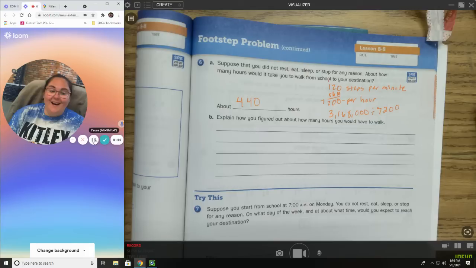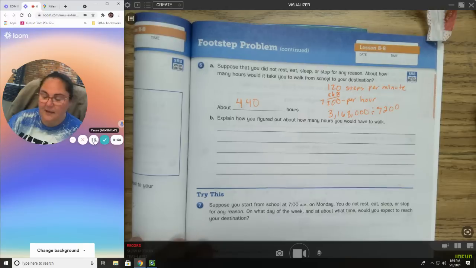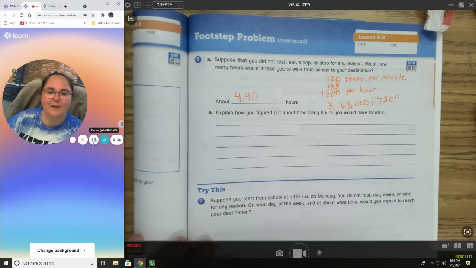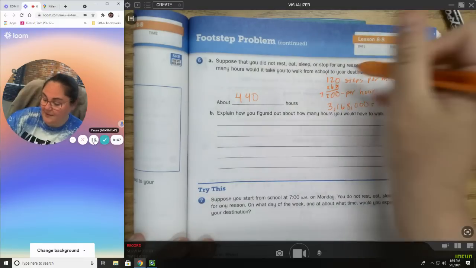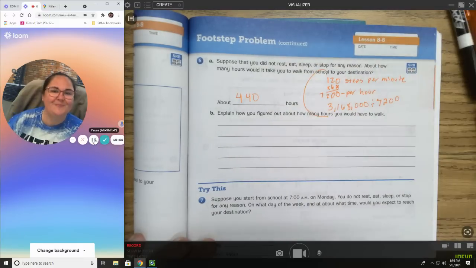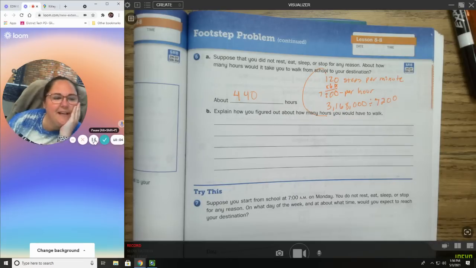It's a lot of time. 440 hours. All right, so explain how you figured out how many hours you would have to walk. Just like we did last time, make sure you talk about each step. You may use this to help you. I mean, this kind of goes through the steps for you. What steps did you take?